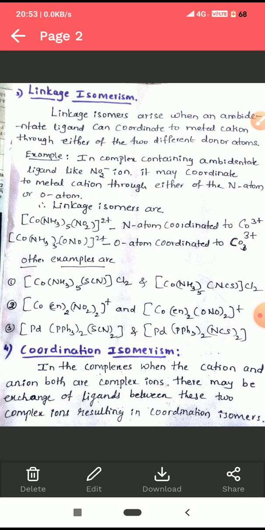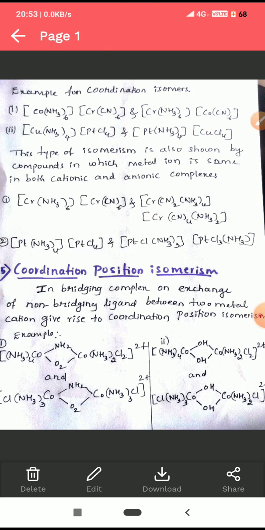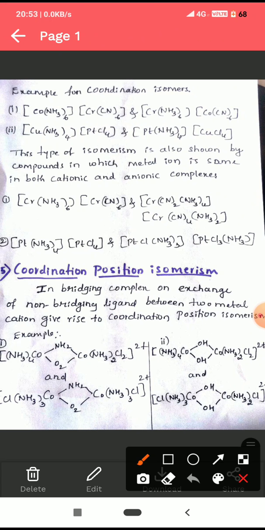There is exchange of ligands between complex ions resulting in the formation of coordination isomers. Okay, you can see the example here. In the first one, it has two complex ions. Both cation and anion are complex. Co(NH3)6, this is a cation, it has 3 plus, and Cr(CN)6. The charge on this is 3 plus and the charge on this ion is 3 minus. Both cation and anion are complex ions.